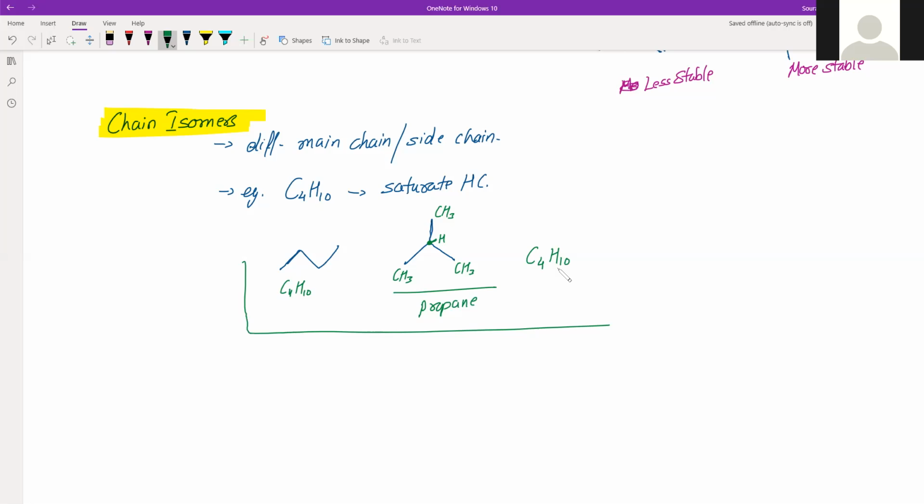So what will be its IUPAC name? The IUPAC name of the second one will be 2-methylpropane. The name is different. This one is simply butane, right? So you can see the name itself has changed. This is chain isomer.